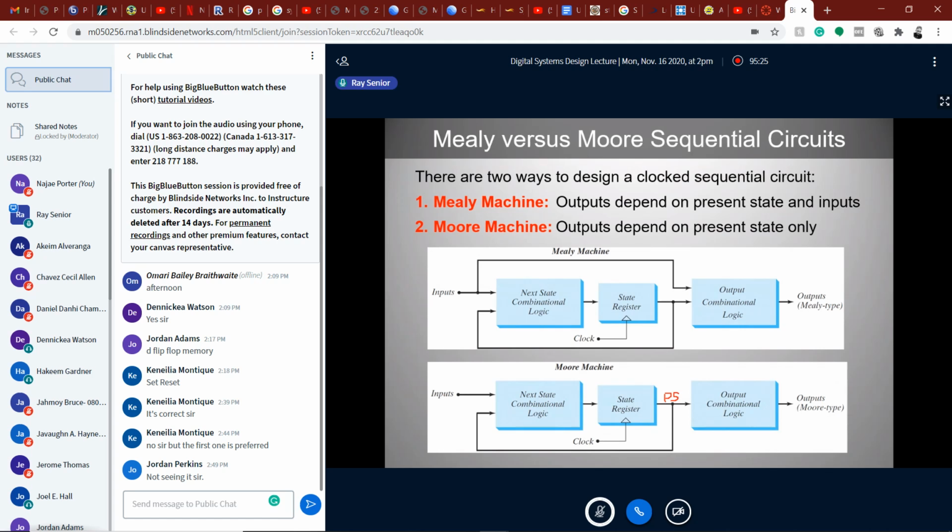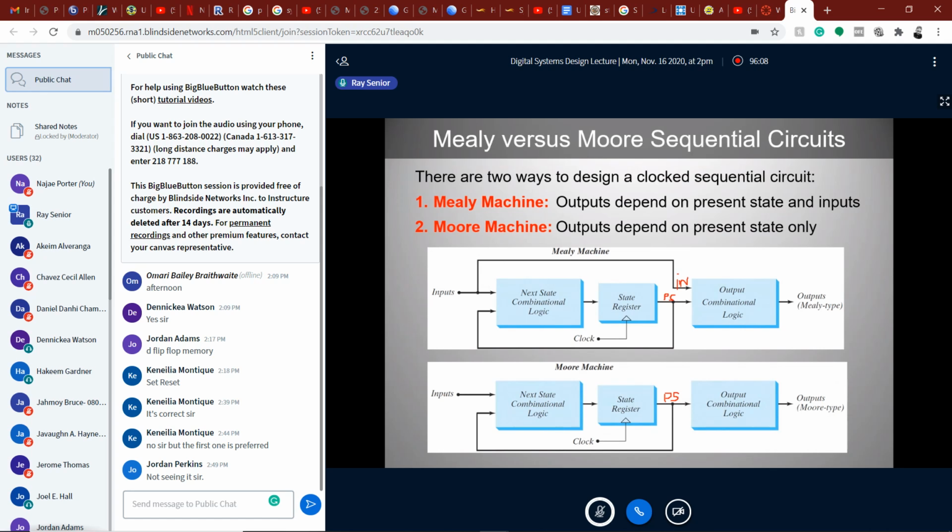So the output is dependent upon the present state. If you look at the Mealy machine though, you recognize that the output not only depends on the present state, but also depends on the input. So the output depends on the present state and the input with the Mealy machine, while with the Moore machine, the output depends only on the present state.